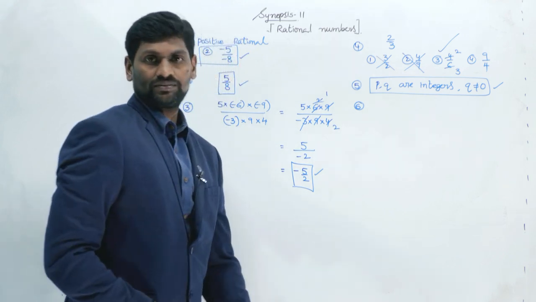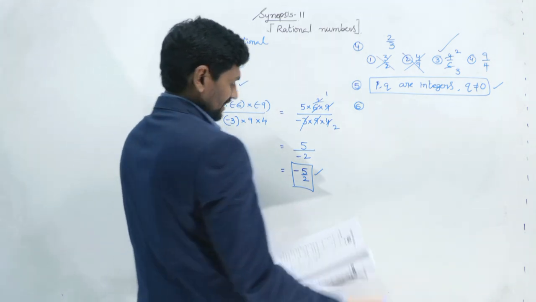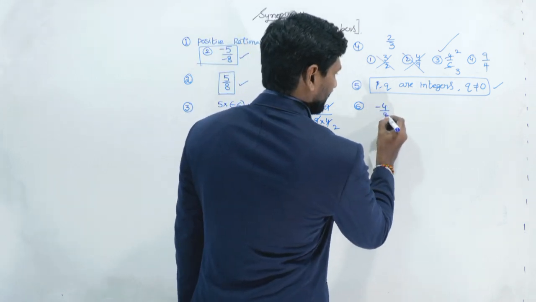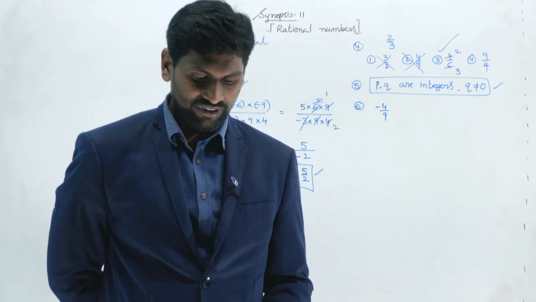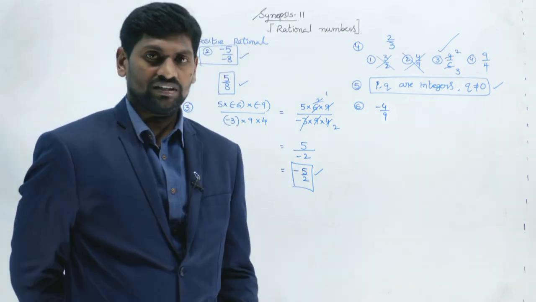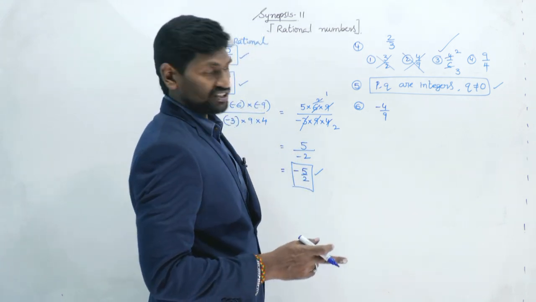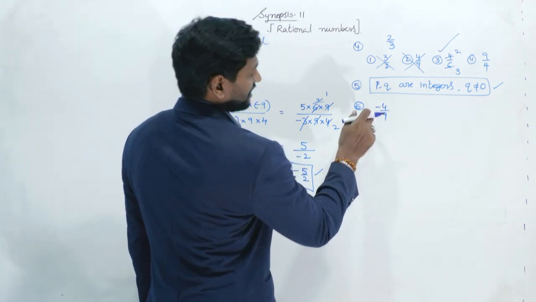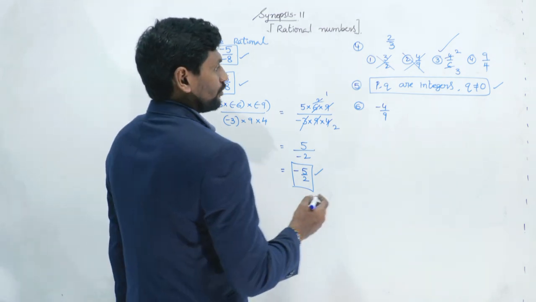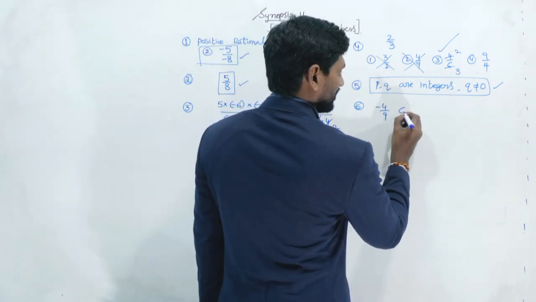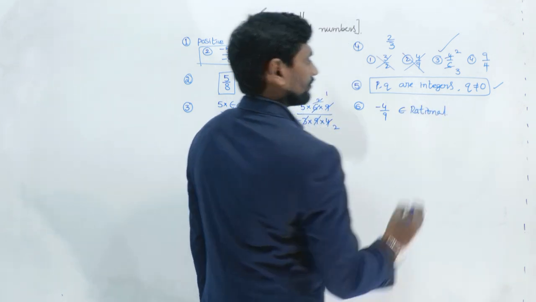Problem number 6. Minus 4 by 9 is dash. The options are rational number, integer, fraction and natural number. It is not a natural number. It is not a fraction, because a fraction has both the numerator and denominator positive. So minus 4 by 9 is a rational number. So this belongs to rational. Okay, no?